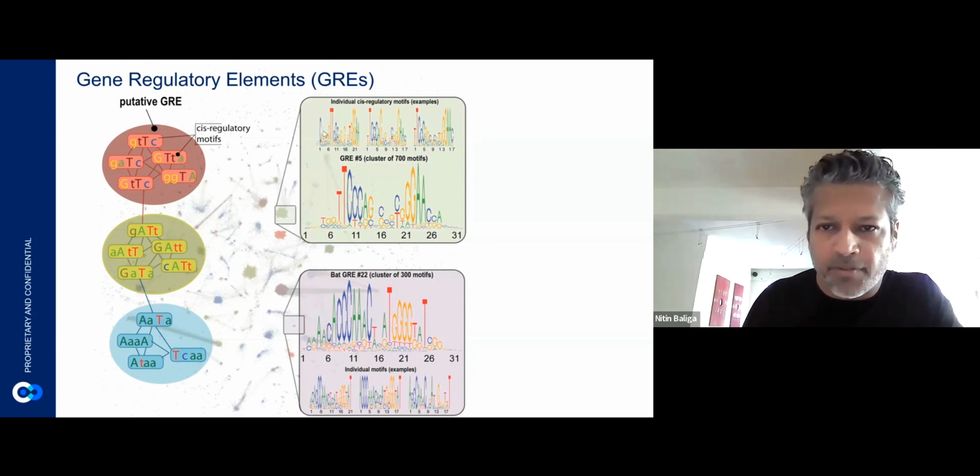So here I'm just giving you an example of multiple cis-regulatory motifs that look similar, but there are slight variations. And when you group them together, you get a very strong signal for a gene regulatory element, which this one is a cluster of 700 motifs. And this one is of 300 motifs.